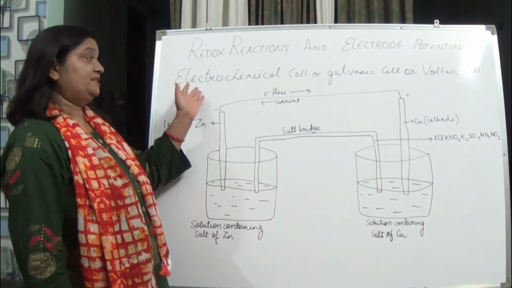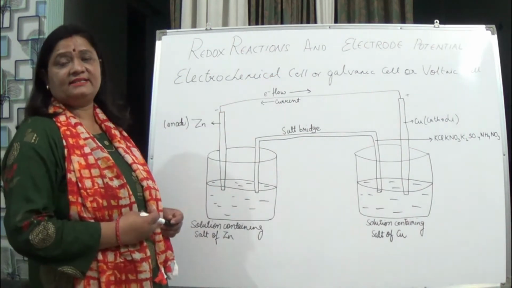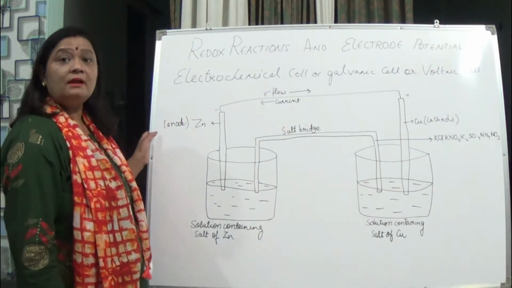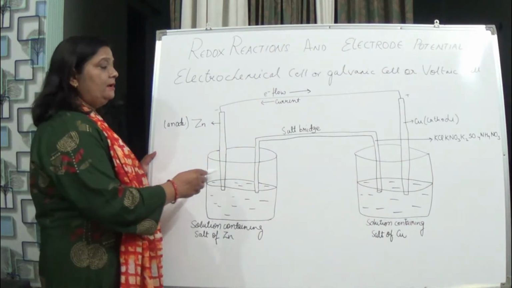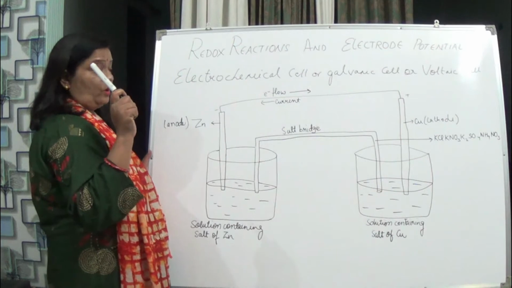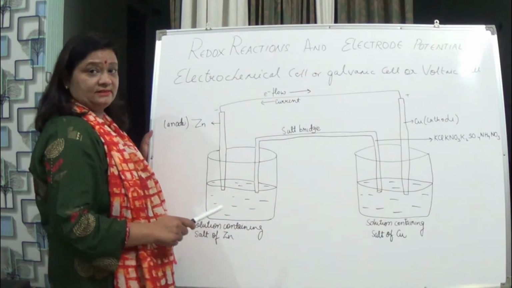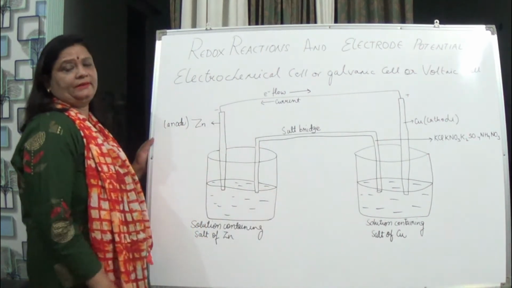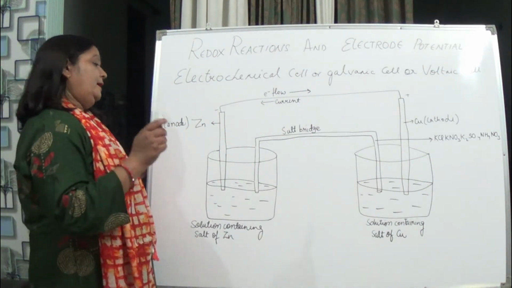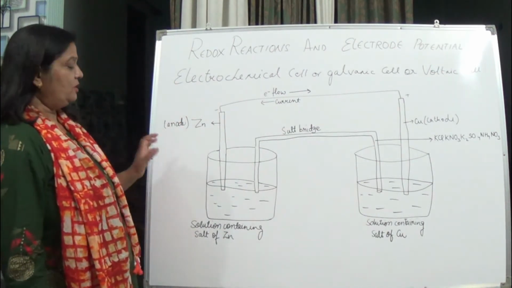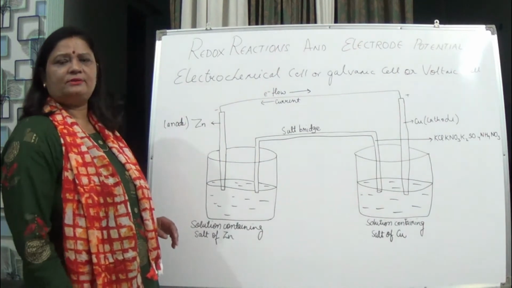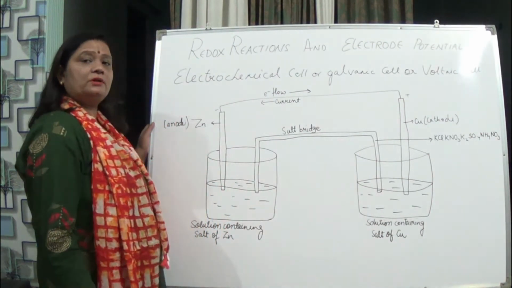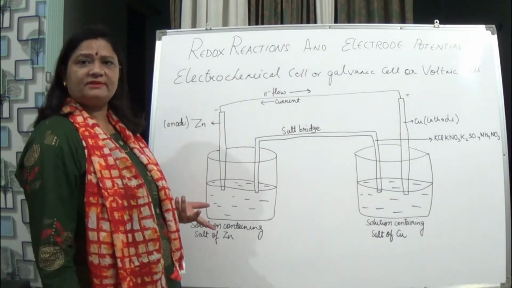Let's study. The best example of a galvanic cell is the Daniell cell. Let us study the electrochemical reactions in an electrochemical cell. We are taking not one container in which the electrolysis process is going on, but two separate containers. In one, we are adding a salt solution of zinc, you can take zinc sulfate solution. In the other, we are adding a salt solution of copper, you can take copper sulfate solution.